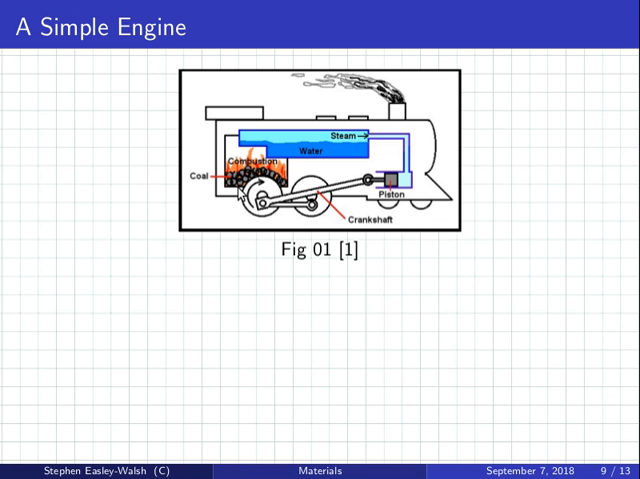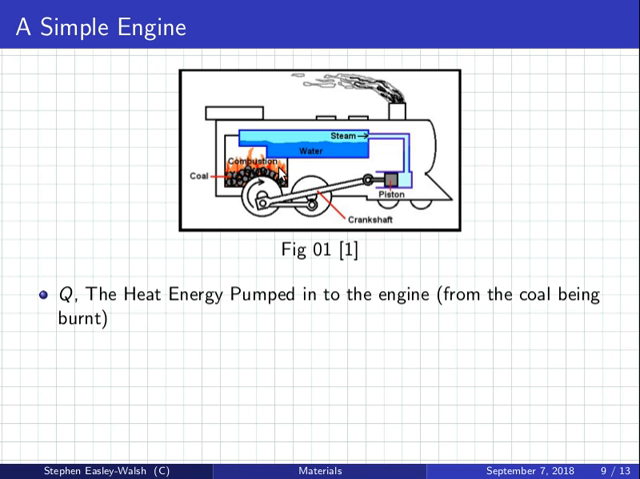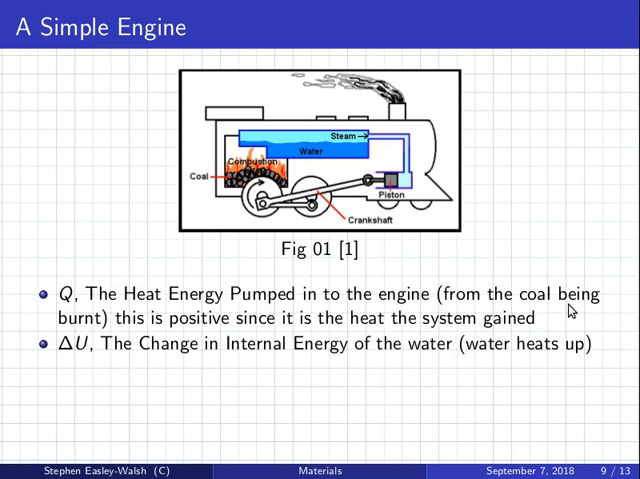So, when you burn the coal, you're putting heat energy into the engine. So the Q is the energy put into the engine. This is from the coal being burnt. Okay. The delta U is the change in the internal energy. So what happens to the water? Obviously the water gets hot, and the engine gets hot, and everything gets hot. So the internal energy increases.